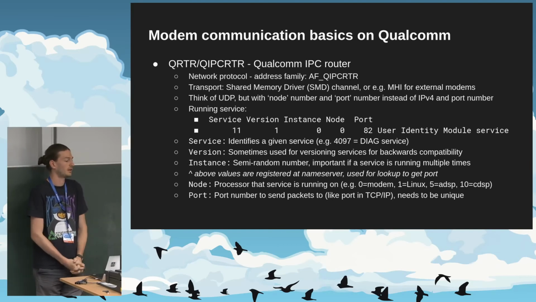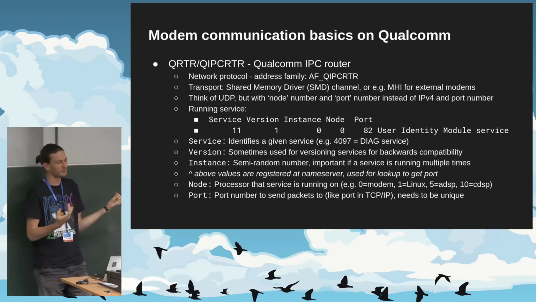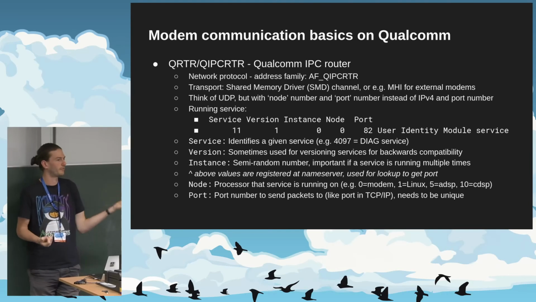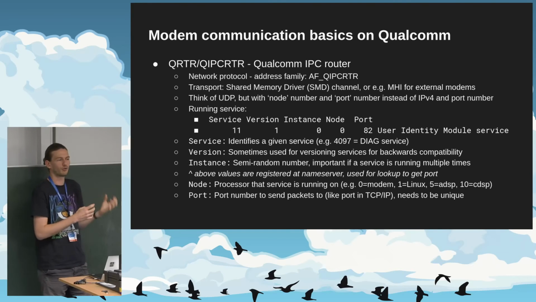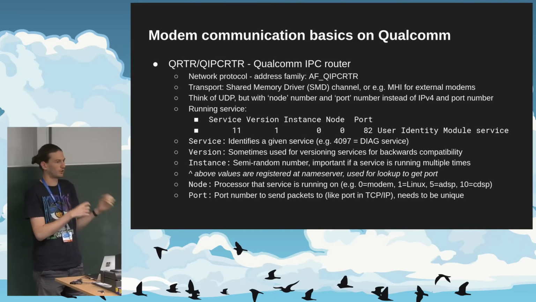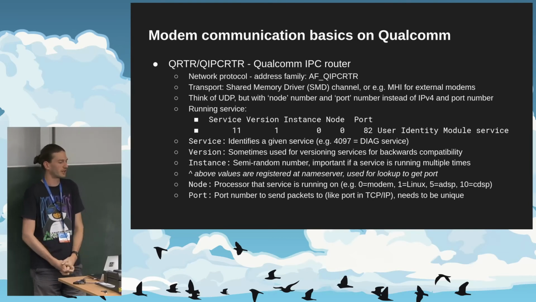QRTR itself, you can kind of think of it like UDP. It probably is quite different to UDP, but essentially, instead of having an IPv4 address that you connect to with the socket and a port number, you just have a single node number and a port. This node is basically one of the different processors on the SoC, because in Qualcomm SoCs, and I think most other SoCs, there's a bunch of different processors running with different firmware, which do different tasks.